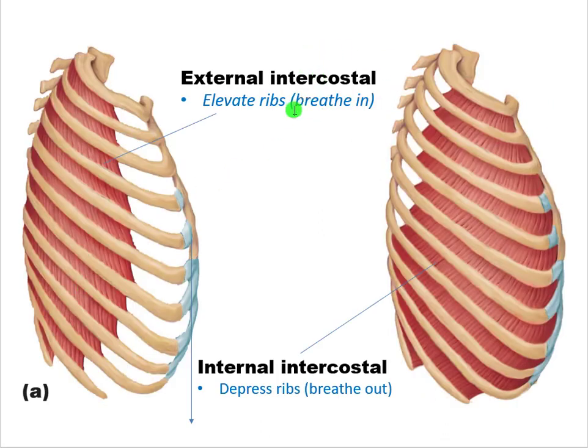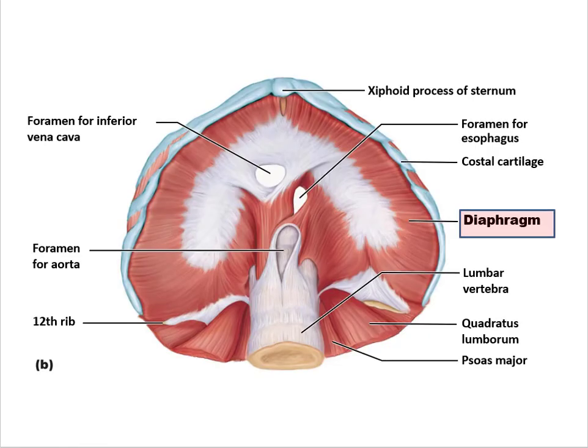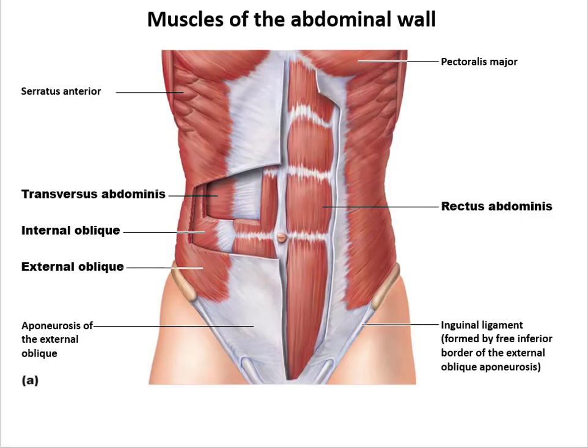The intercostals, you've got two sets of them. You've got an external intercostal and internal intercostal. The external intercostals are superficial to the internal ones. These elevate the ribs and these depress the ribs. Elevating ribs allows you to breathe in, and depression of the ribs makes you breathe out. We've already covered the diaphragm, and so I want to get into the abdominal muscles.